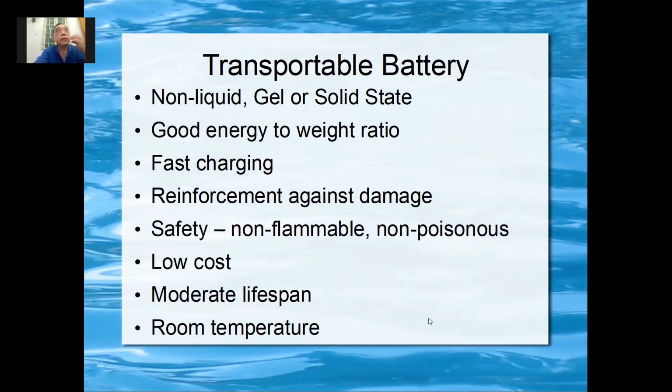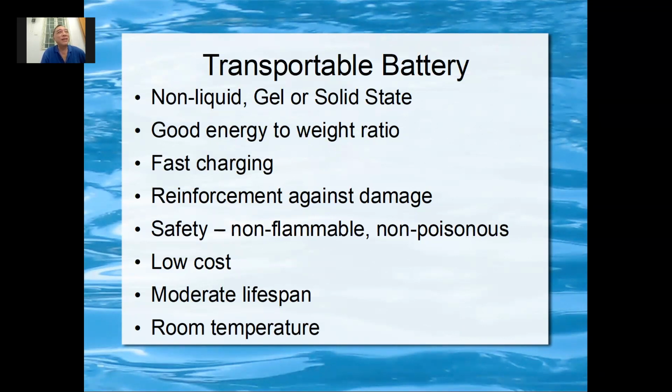Now we look at the transportable. Transportable means it's quite heavy. Okay, and then it must not be liquid. If it's liquid, it flows here, flows there, and then sometimes it can short circuit or cause other problems. So it can be gel or solid. People thought of solid state lithium battery, but until now, nothing happened.